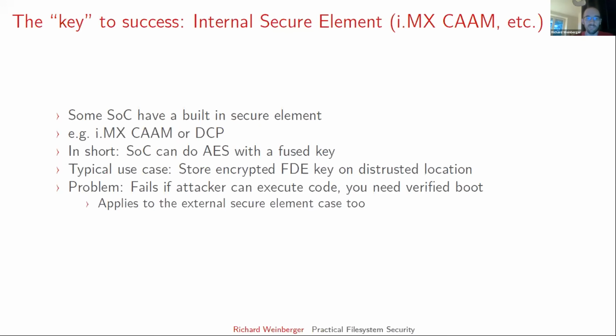There are also internal secure elements. This is when it's part of your system on chip. A prominent example is the CAAM engine of the i.MX CPUs. Here the SoC can do crypto operations with a fuse key. This key is burned in hardware. You can set it using eFuses, but there's no way to extract this key. So the typical use case is you have your disk encryption key encrypted with this key and then stored on some chip. And then later during boot up you ask the CPU, please decrypt my disk encryption key, and then with this key you can mount the root FS.